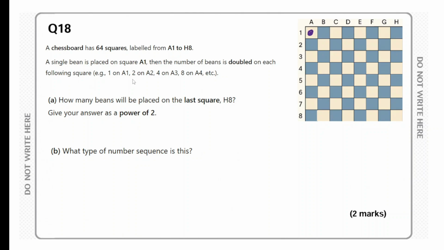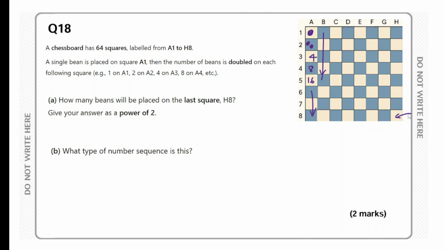So 2 on A2. So A2, you have 2. Then 4 on A3, here you have 4. And 8 on A4, and 16, and 32, so on and so forth. How many beans will be placed on the last square H8? So if you follow it through like that, on this square, how many will you get? Give your answer as a power of 2.